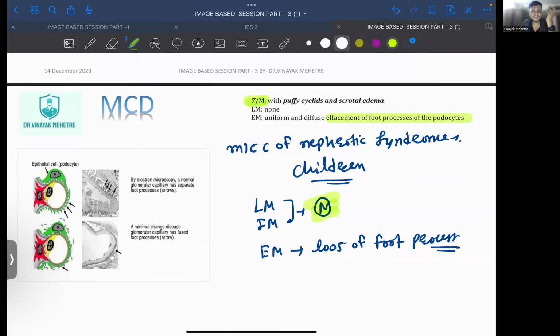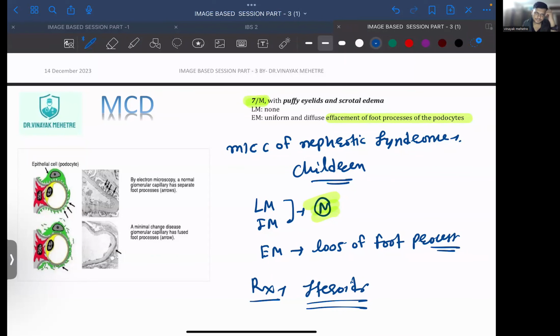Okay, it is normal. Treatment for MCD, what is the treatment of this? It is steroids. No reassurance, we need to give steroids.